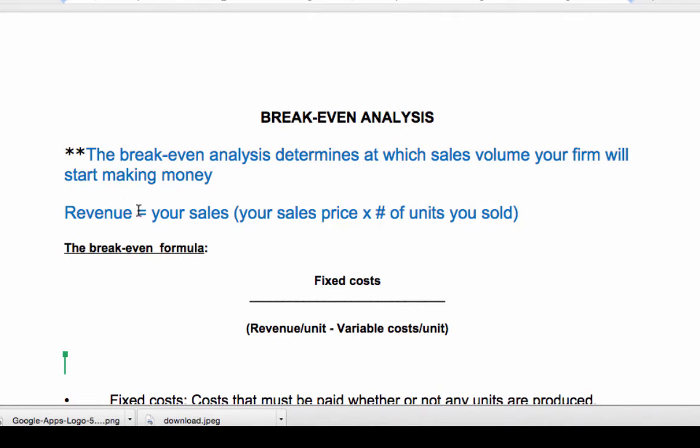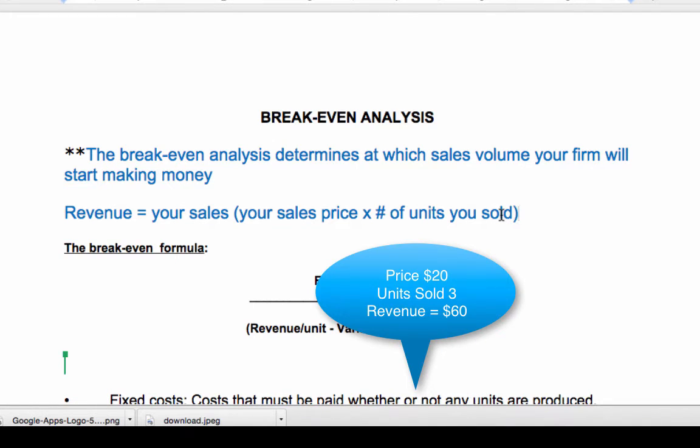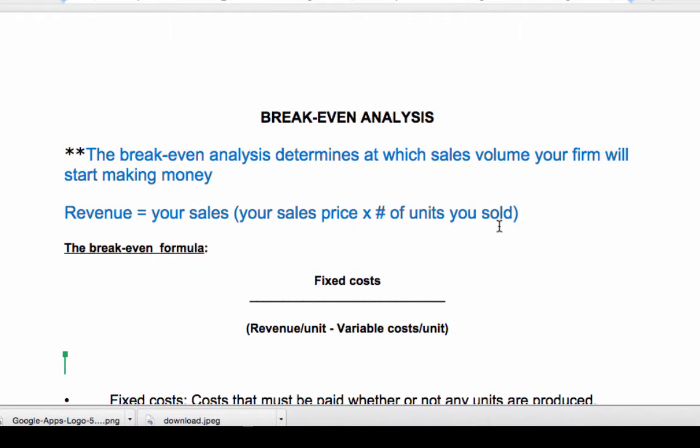And just a reminder here, the term revenue we talked about in the course already, it equals your sales. It has nothing to do with your profit yet. Revenue basically is your price times the number of units you sold. So if you're selling t-shirts and you're selling them for $20 and you sell 3 t-shirts, your revenue is $60.